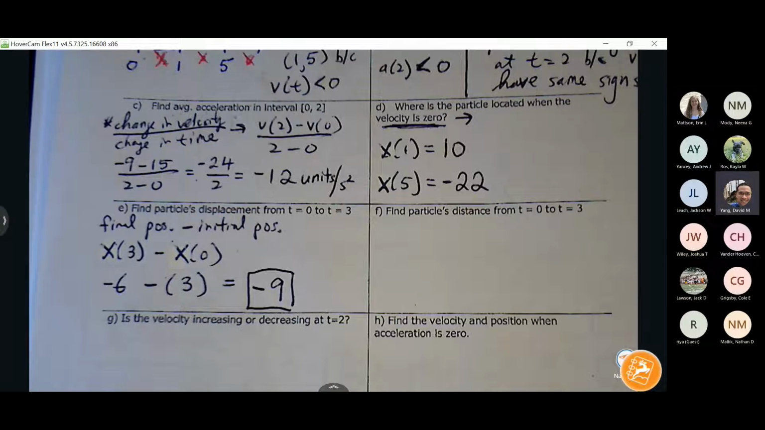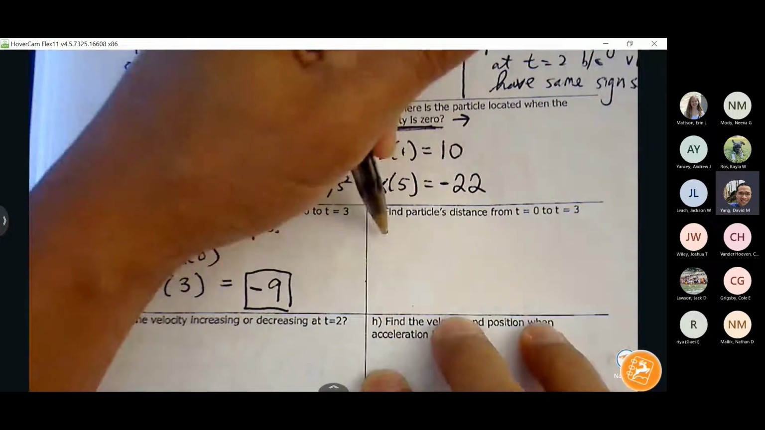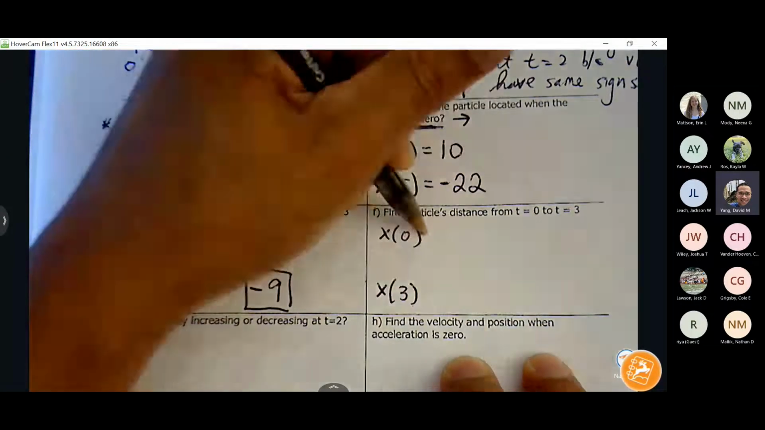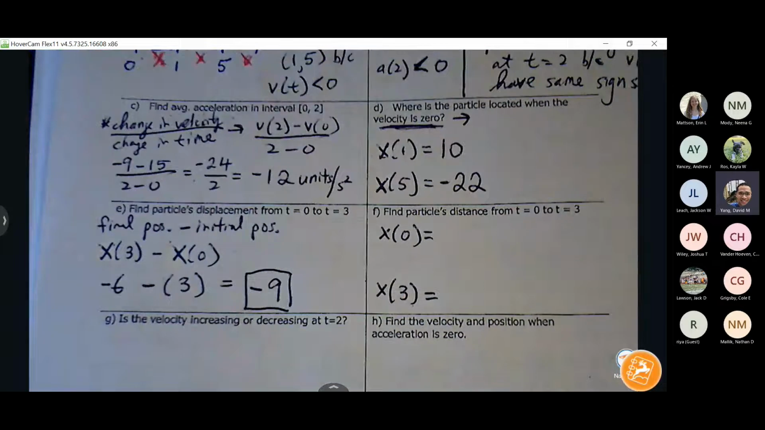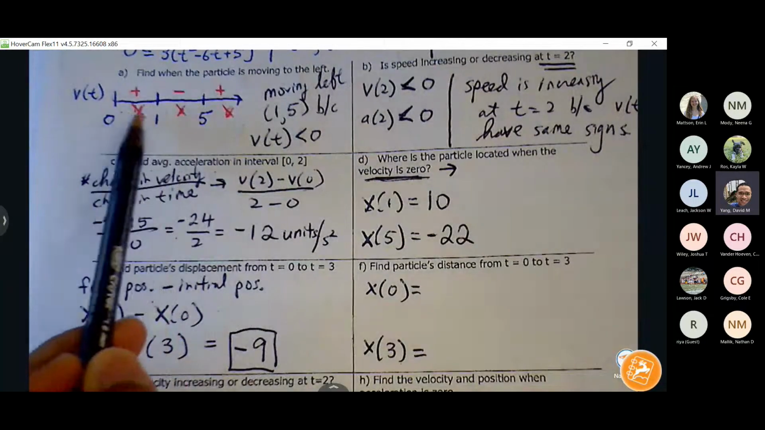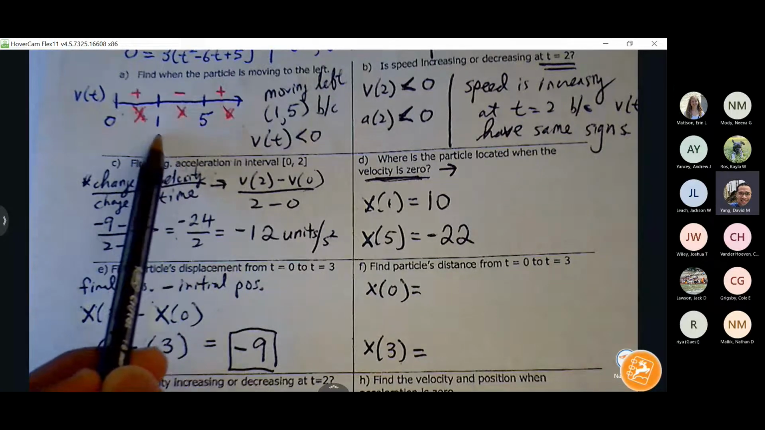Okay. Now, finding the particle's distance requires a bit more work, but we're going to start with the same information that we did with displacement. It's just that if there is a change in direction, we're going to have to do a little bit more. So we're still going to involve x of 0. We're still going to involve x of 3, but we may include other t values if there is a change in direction somewhere between 0 and 3. So we go to our velocity function. Is there a change in direction between 0 and 3? Yes, right, and that's 1. Okay, so we're going to involve 1.